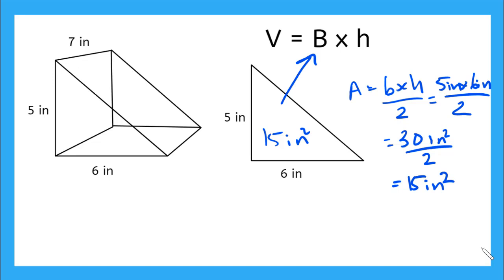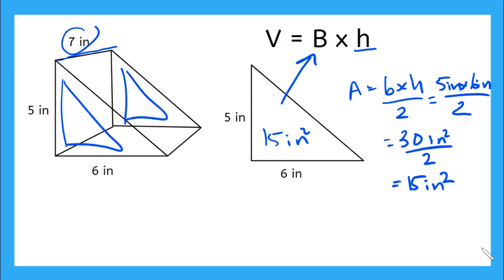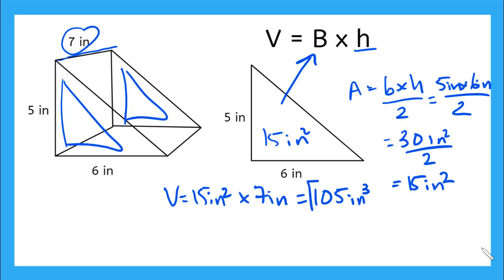Now, what do we do with that big B? We have to multiply it by the height of our prism. So looking over at our prism here, we see that our triangle bases are connected by edge lengths of 7 inches. So that is the height of our prism. So we can say the volume is equal to 15 inches squared times 7 inches, which gives us 105 inches cubed. And that's our volume.